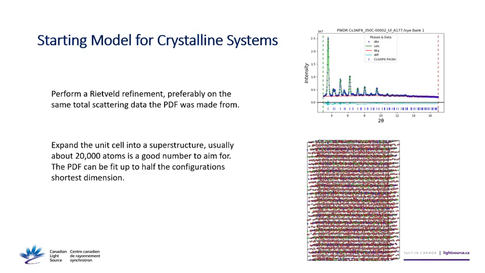So you do a Rietveld refinement and you get the average crystal structure. And then basically you just expand that up. I think this is a 10 by 10 by 10 expansion of the basic crystallographic unit cell. And that would be your starting model. Then you would start running that against the diffraction data, and it will adjust to find all the local distortions.